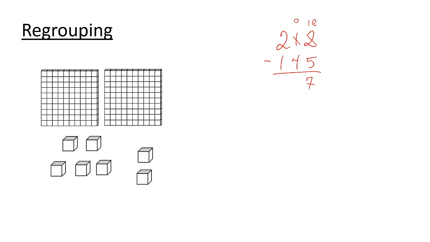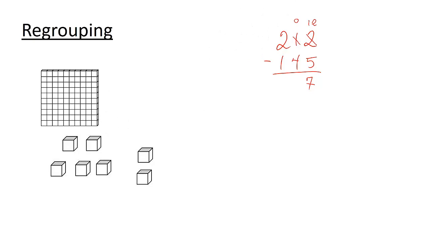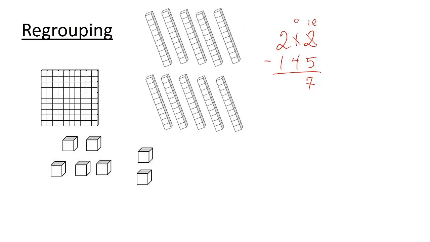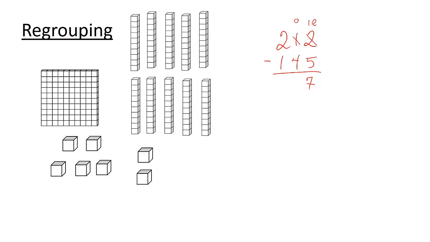So what should we do? Well, let's break apart one of our hundreds blocks into tens. Doing that, we're going to get 10 tens. So what does this look like inside of our algorithm?